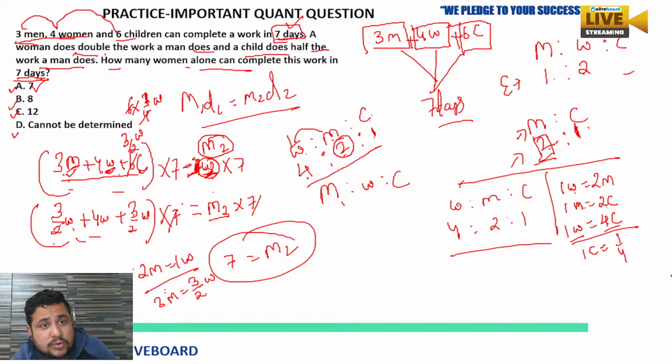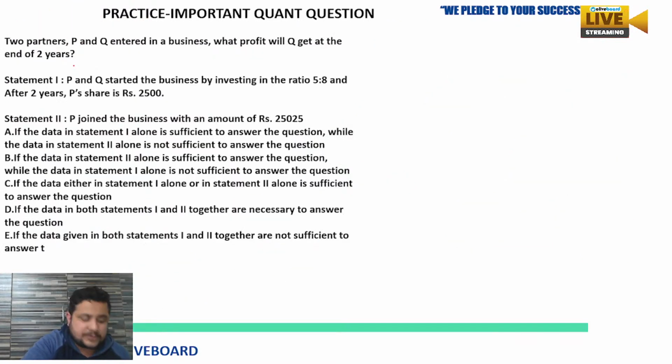What is the shortcut to solve this? Just take 3 men, 4 women and 6 children and convert them into the women unit. So 3 men equal 1.5 women, 6 children equal 1.5 women, plus 4. So 1.5 plus 4 plus 1.5, you will get 7 directly. This is your answer, option A.